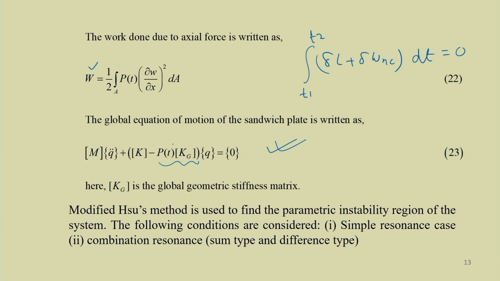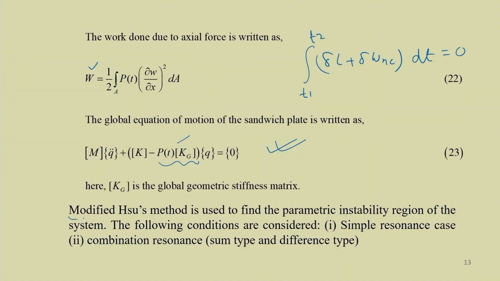If this term is not there, that is for the free or forced vibration case that we have seen previously, the equation can be written as m q double dot plus k q equal to 0 or m q double dot plus k q equal to force. But if this compressive loading case is considered, then this equation will be reduced to this form. So, this form is similar to that of a Mathieu-Hill type of equation. So, here to find the parametric instability region, one can use this modified Hsu method.